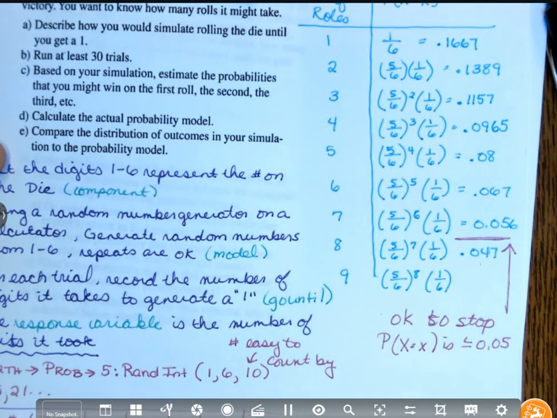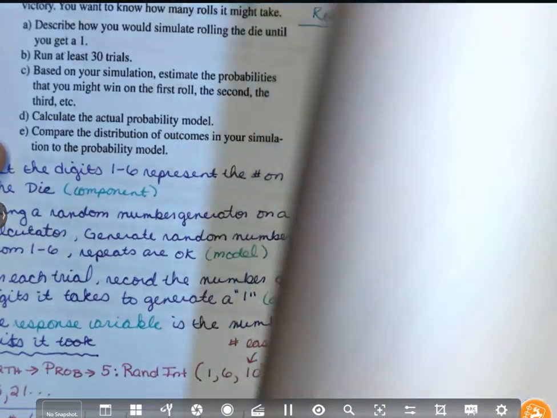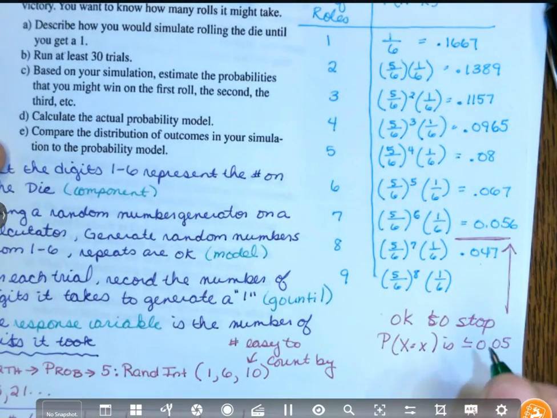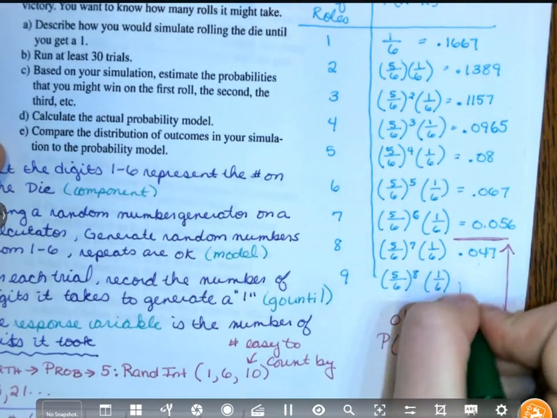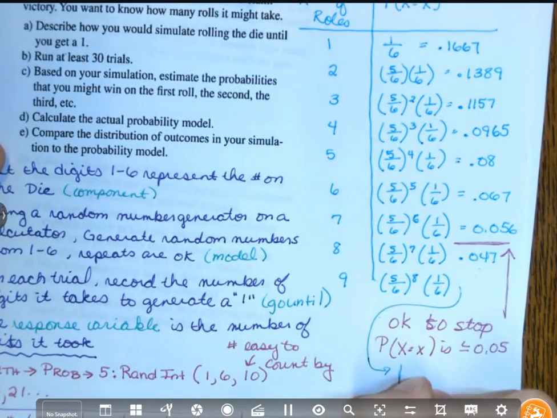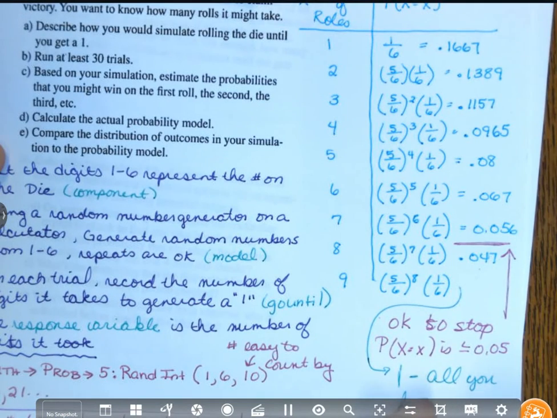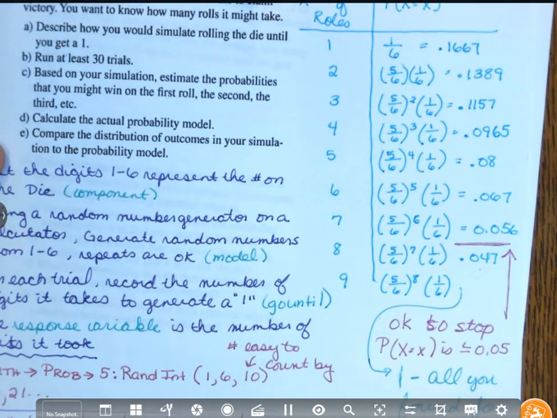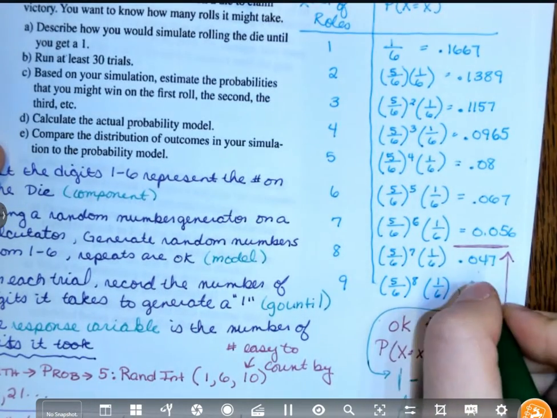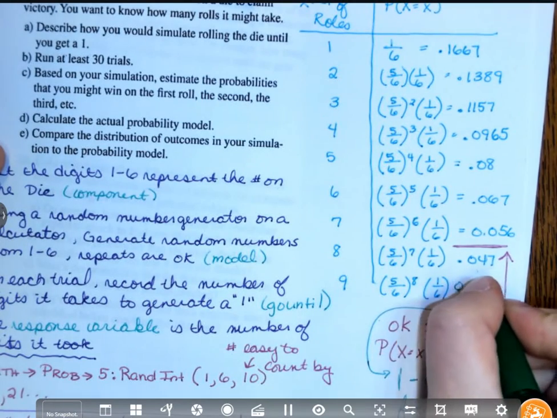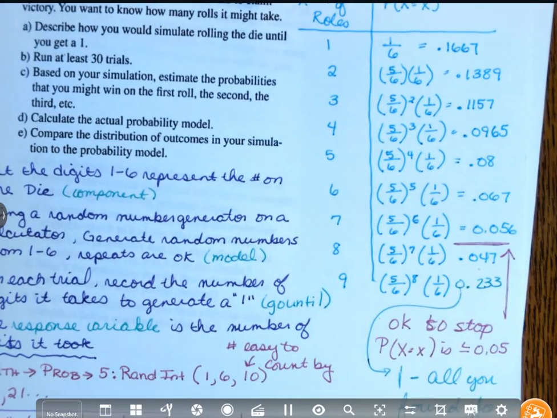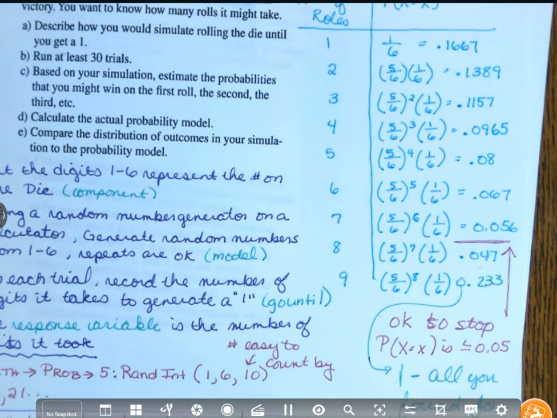Because my probability model has to do what? Add up to 1. So for this piece here, I'm going to do 1 minus all you found for what's left. And when you do that, you are going to get a slightly bigger number, but that's okay, because I don't want to sit here forever, frankly. You could go at this for a really long time.